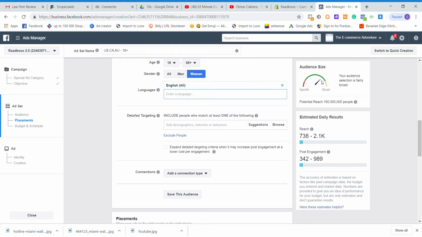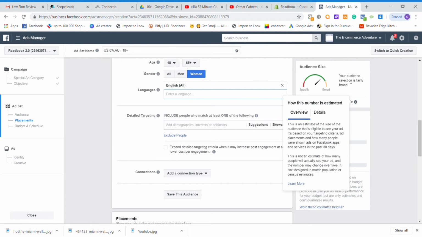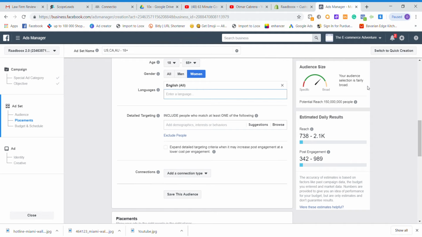Also, right here, the audience size, it's a huge factor, right? The audience size is the potential reach. And it's going to show you, you don't really want a broad audience. You want to slim it down as much as possible, but not too little, because then now you're spending less money and your audience is more optimized and Facebook's not really splurging your money on an audience that's not going to buy.